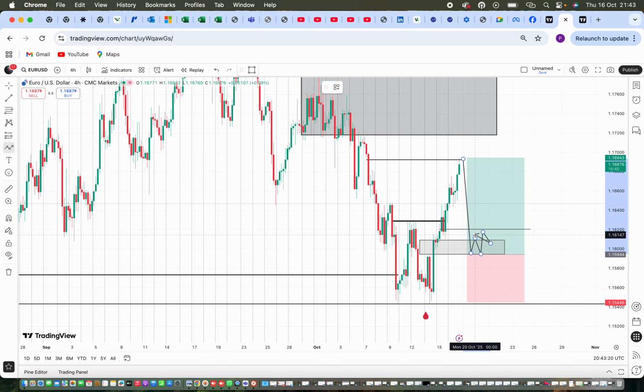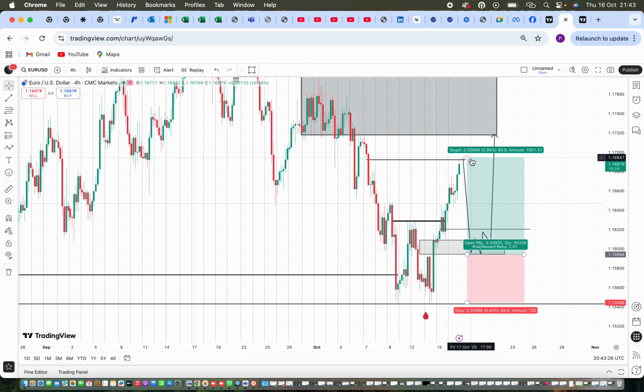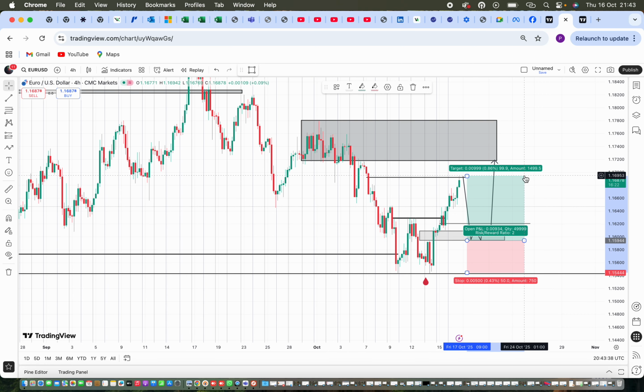Shift in structure, pull back, and I'm going to buy and target this level. Around here, it's going to give me 1 to 2. My stop loss will just be here, and this is my 1 to 2. So if this happens on this pair, trust me, I'm going to be holding that till TP.